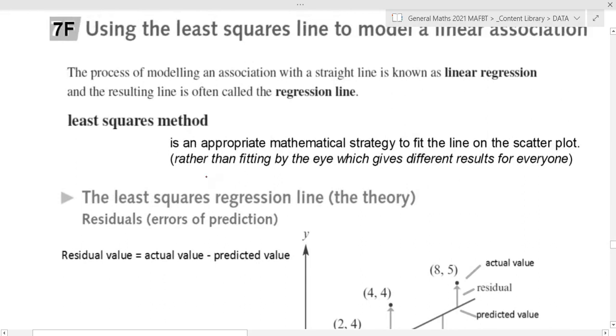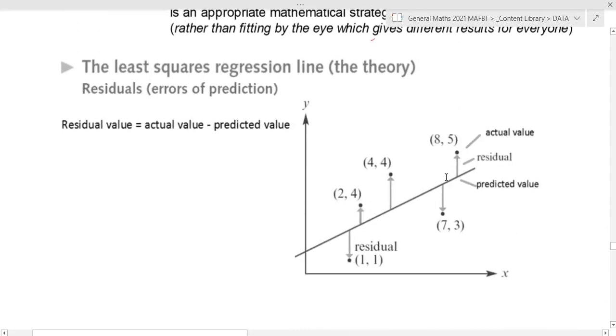Okay, so rather than fitting a line by eye, which in year 10 you would have called line of best fit, which will give different results for everybody, we actually use this method to draw the line. But you won't be doing much of it in year 11 because your CAS will do it for you, but we'll learn how to do, at the very least, calculating residuals.